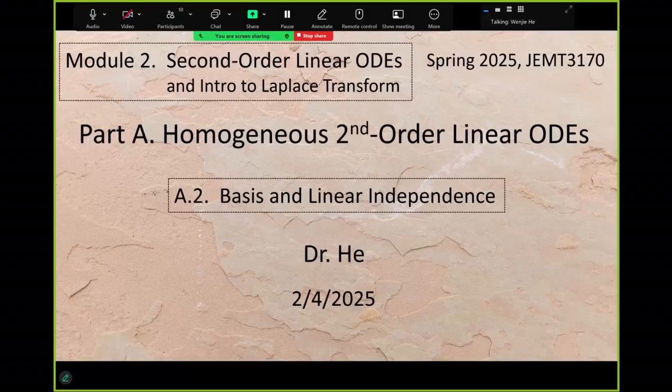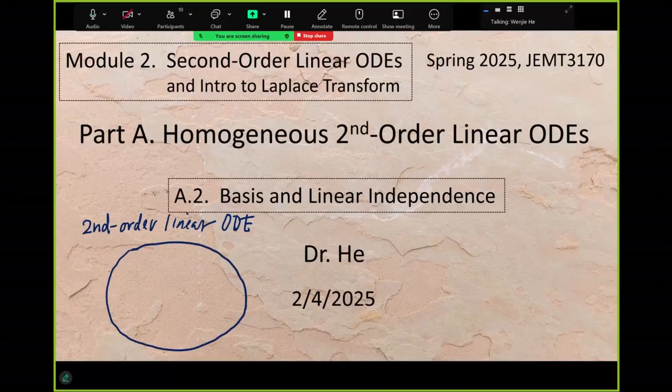Suppose we have a second order linear ODE. We want to find all the possible solutions. That's our goal. Here, let me draw a circle to represent all the solutions.